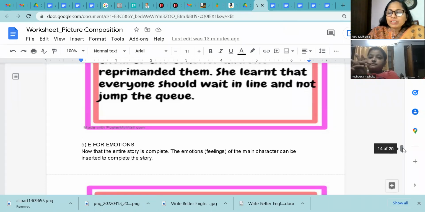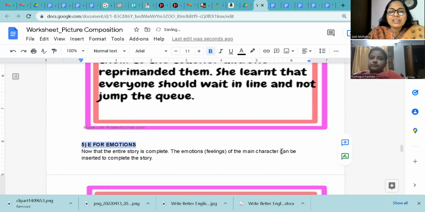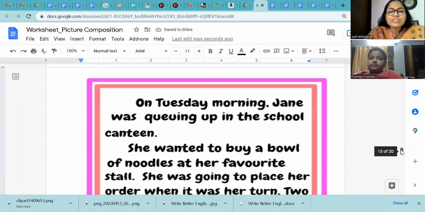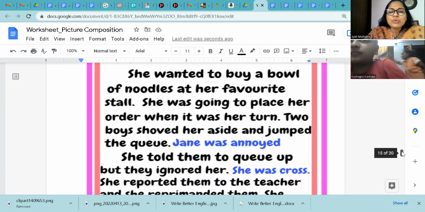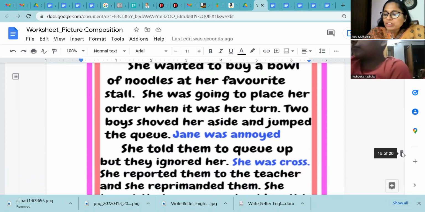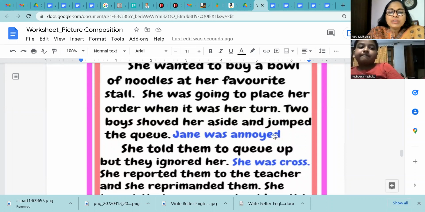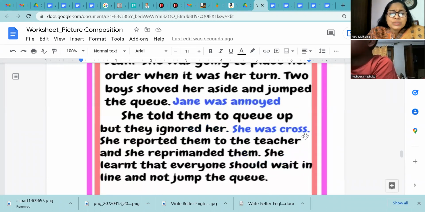And now that you've completed the story, let us add some emotions. So E is for emotions. Let's see how and where we can add some emotions in the story. So this is your story. Look at what I've added in the blue. So after the Q, you write Jane was annoyed. You also use a different color to write these emotions. And then she told them to queue up, but they ignored her. She was cross. Cross means angry. You can use the word angry, or she was very angry, or extremely angry.